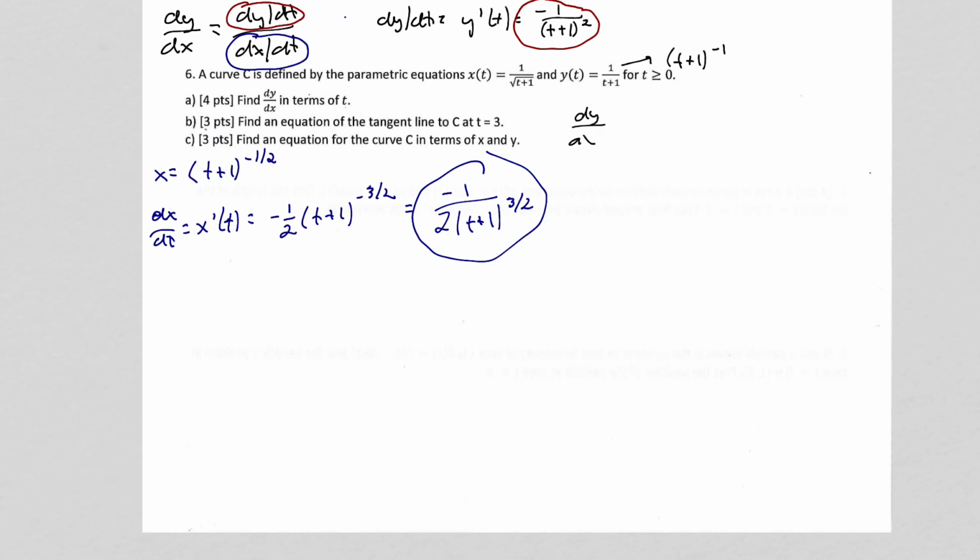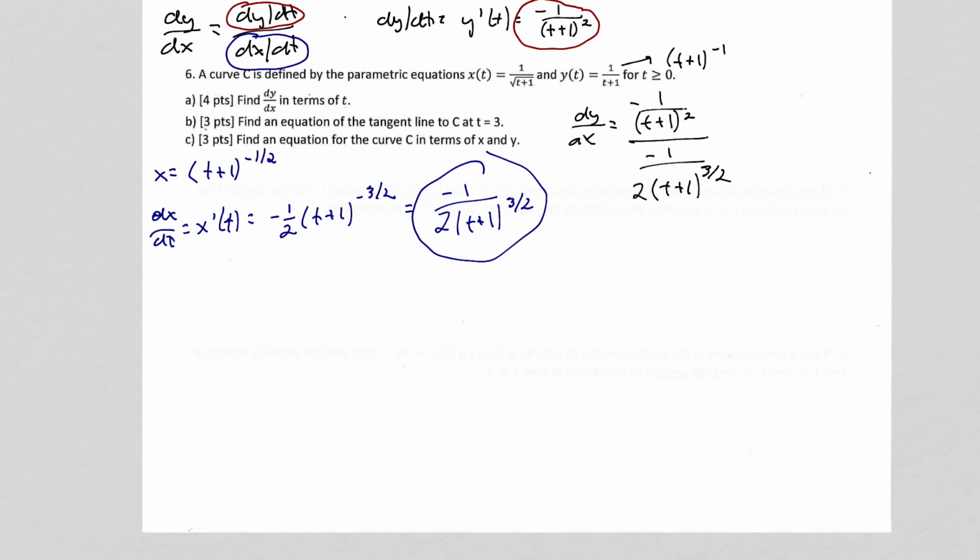Dy over dx is, all right, red is negative 1 over t plus 1 squared, and then all over the blue. So negative 1 over 2, open parentheses, t plus 1 to the 3/2. So with this, you might be like, I'd rather just leave it like this, but they don't like it when we do this, and this is probably more like a multiple choice type question that we would see on an AP test. So I want to simplify it.